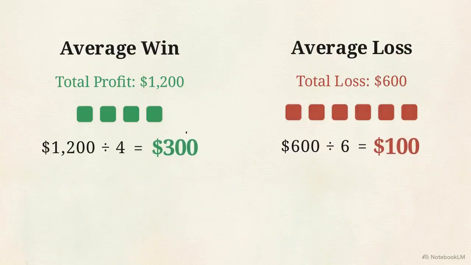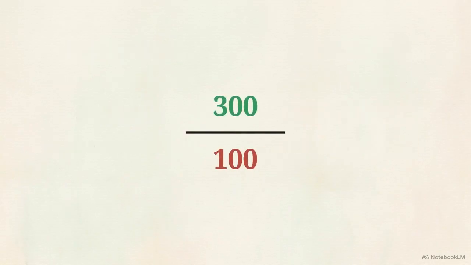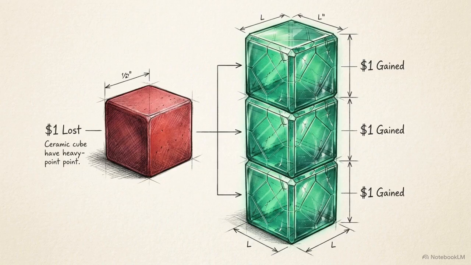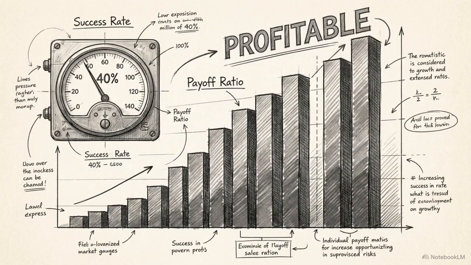Now we divide the average win of $300 by the average loss of $100. The result is a payoff ratio of 3.0. A payoff ratio of 3 means every single dollar lost is offset by $3 gained. Because the winners are 3 times as large, the system easily absorbs a 40% success rate and remains highly profitable.